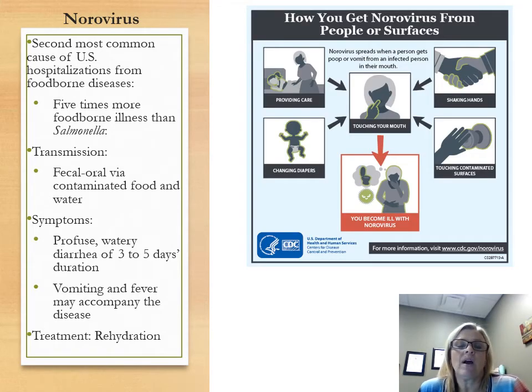Next, we have norovirus, and this is actually the second most common cause of hospitalizations in the U.S. that occur due to foodborne illnesses. This is actually 5 times more often than Salmonella, but we hear about Salmonella more often because fewer cases require hospitalization than Salmonella. And so transmission is going to be the fecal-oral route with contaminated food and water. Profuse watery diarrhea. You're going to have a 3 to 5 day incubation period, and of course you're going to have vomiting and fever. And treatment is going to be rehydration.